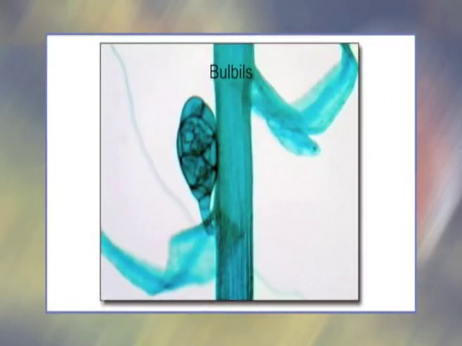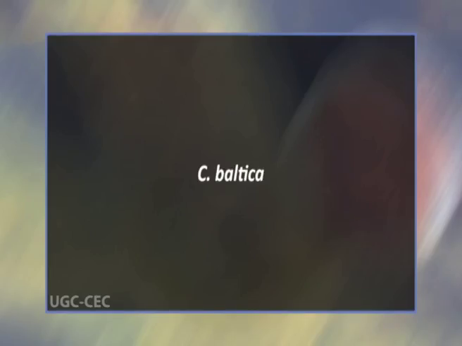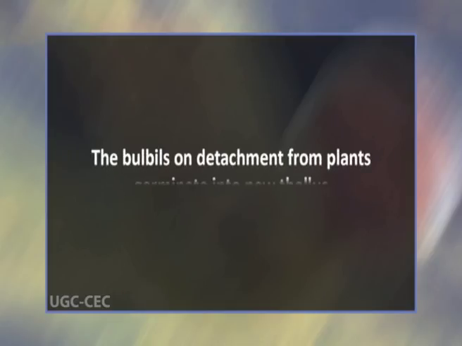First, bulbils. The bulbils are spherical or oval tuber-like structures which develop on rhizoids or on lower nodes of main axis, for example, Chara baltica. The bulbils on detachment from plants germinate into new thallus.